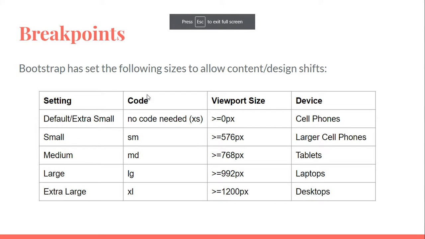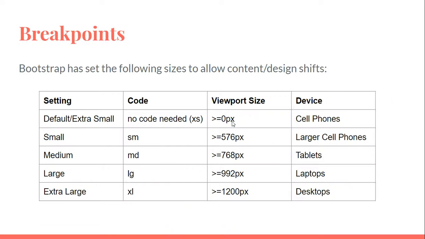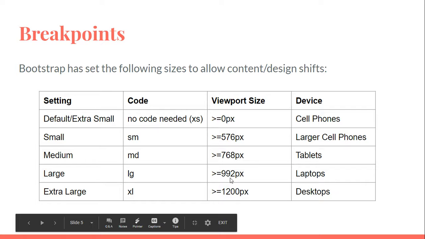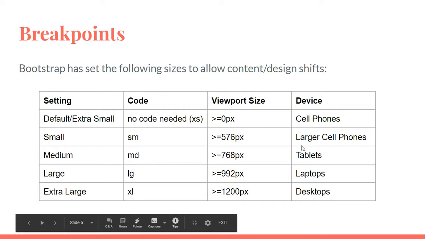One of the big things about Bootstrap is it has breakpoints to allow content and design shifts. Those are extra small, small, medium, large, and extra large. And over here, we've got the different viewport sizes. So small starts at 576 pixels, medium at 768, large at 992, and extra large at 1200. And you'll see the types of devices in general.